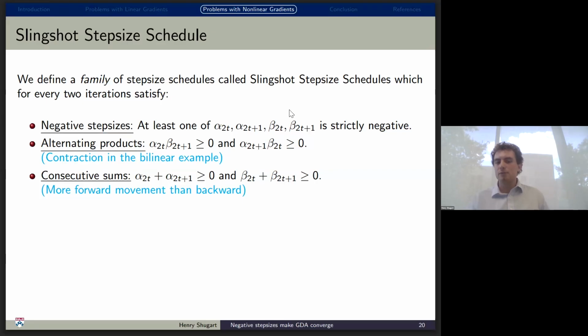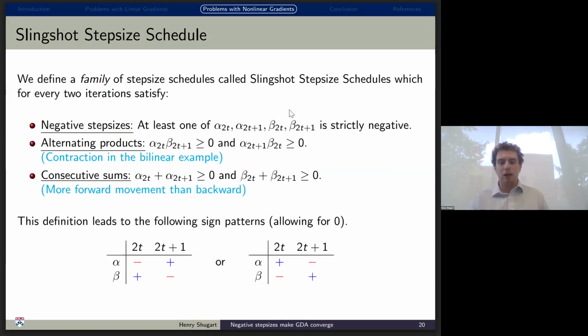And then consecutive sums are going to need to be greater than or equal to 0. So alpha 2t and alpha 2t plus 1, and similarly with beta, need to sum to greater than or equal to 0, just to ensure that we're making more forward progress than backwards progress, to deal with the kind of Huber function case that I just showed you.